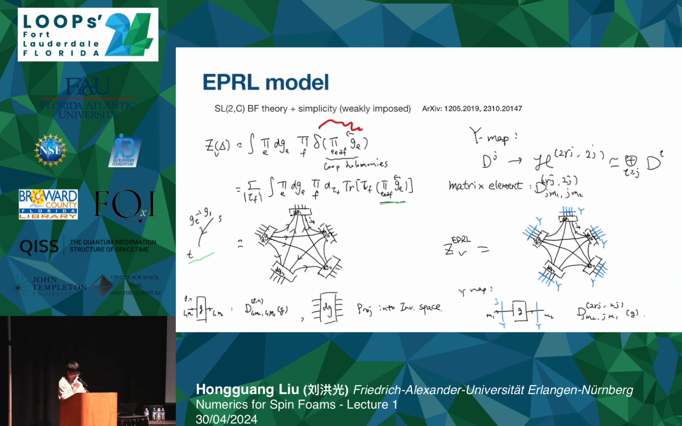So then we have the Peter-Weyl theorem. So we can rewrite this delta function as a sum over representations. This is the next step. So we rewrite this delta of loop holonomies into a sum over representations, and j_f is a certain representation on each face. And the loop holonomy is around the face.